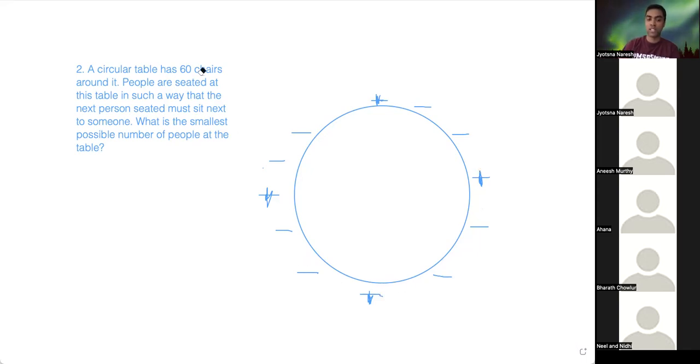So if we have a total of 60 chairs, we can group it into groups of 3: 1 person and 2 empty seats, and so on. So we can do up to 20 people. Each of the 20 people would have 2 seats empty next to them. So that's the remaining 40 seats, making the total 60 chairs on the table. So the smallest number of people at the table would be 60 divided by 3, which is 20. Any questions on this?